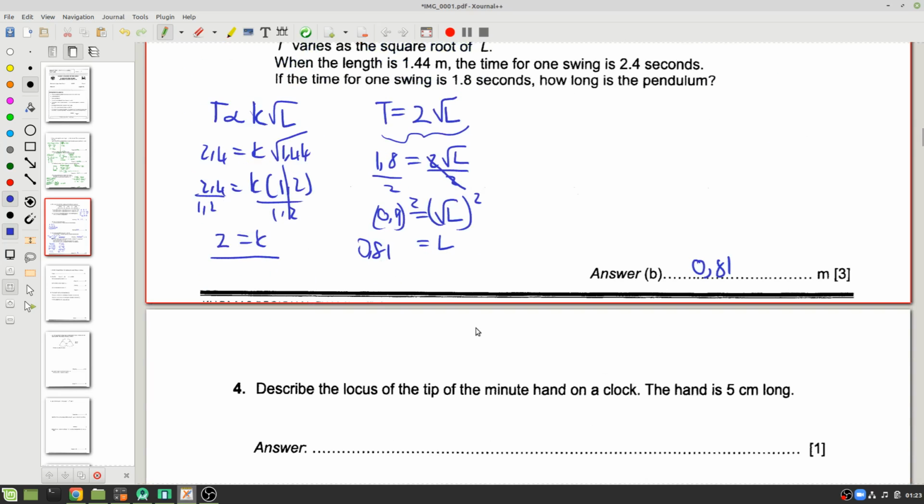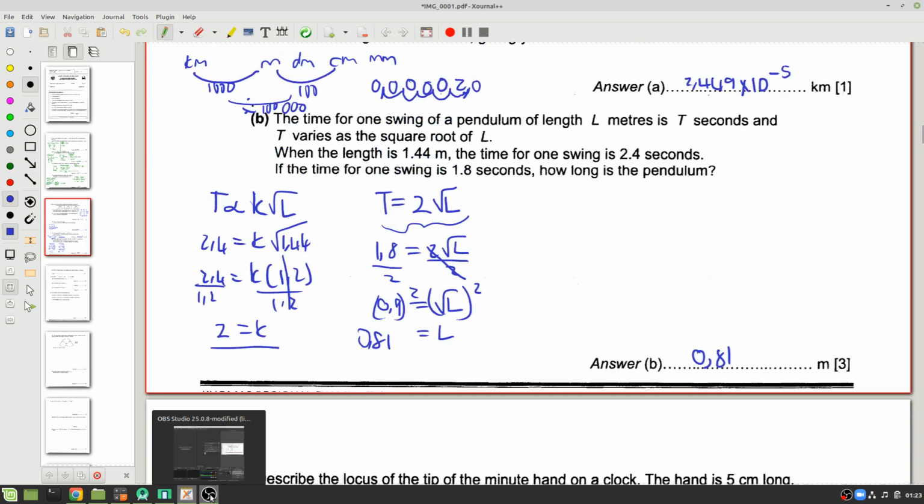Perfect. Okay, so that'll do it for question 3, and I'll be back shortly with question 4.